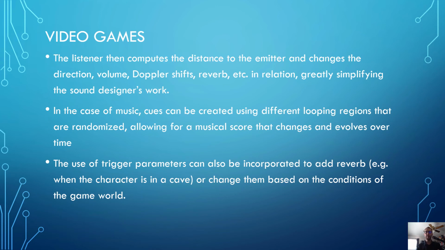It can also be set to use trigger parameters. So for example, if I have a character that's walking outside under the sun and then goes into a cave, all of a sudden the middleware will apply an appropriate amount of cave reverb. Or things that will change based on the condition of the game world. If the game world is in daylight, I will hear birds chirping and little squirrels running around. But if the game goes to a nighttime type scene, then instead of hearing birds chirping, that will fade out. I might hear the occasional owl hooting or a wolf in the background.